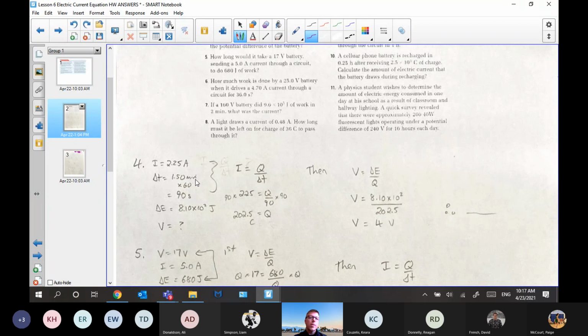So you're looking at meters, kilograms, and seconds. So you convert to seconds. There's 60 seconds in every minute, so that's easy enough. The energy was given as work done, so listed as delta E. So you can't go right ahead and get that voltage, that potential difference, that they're asking for.